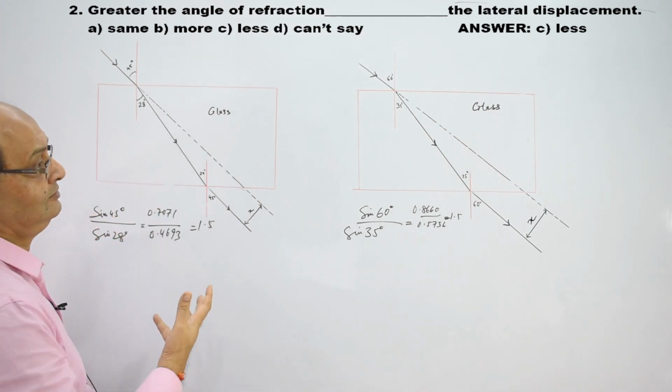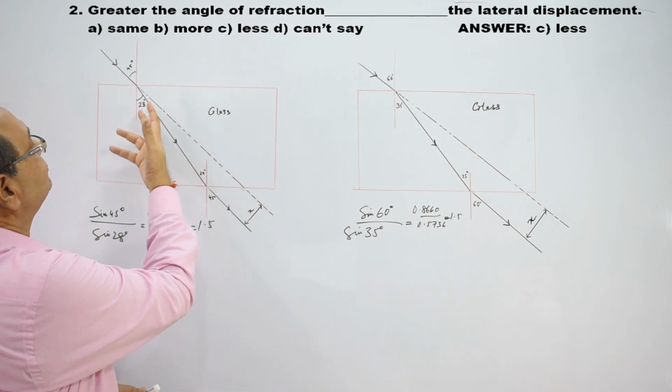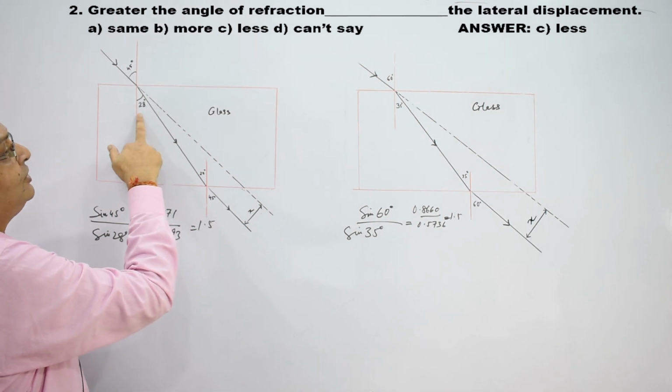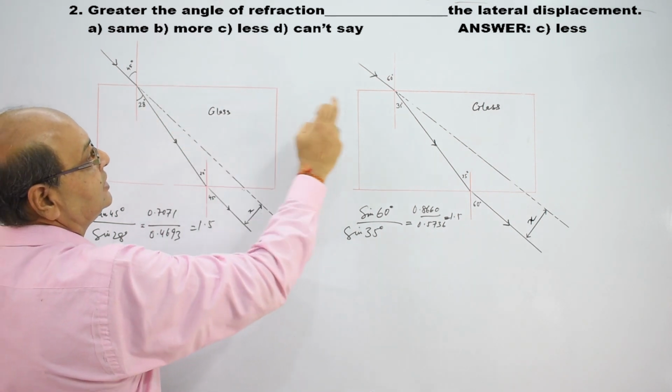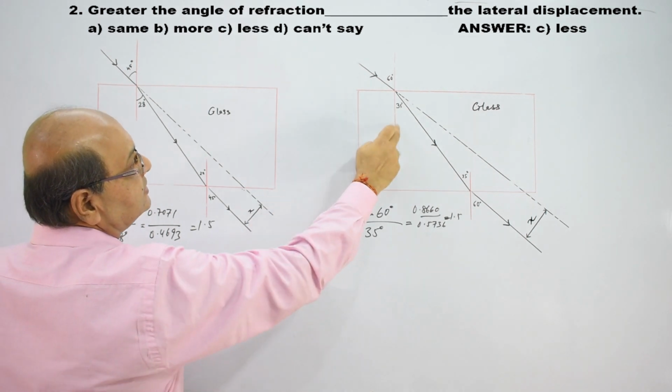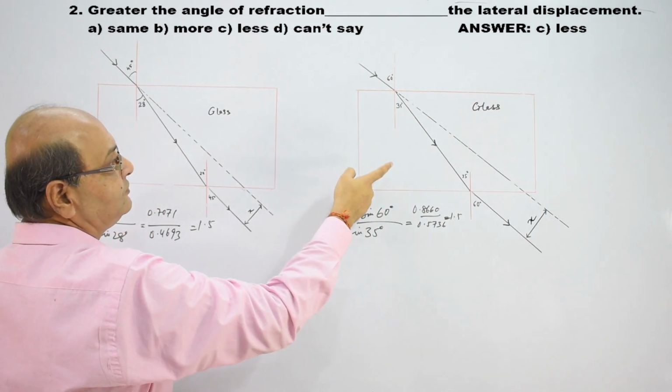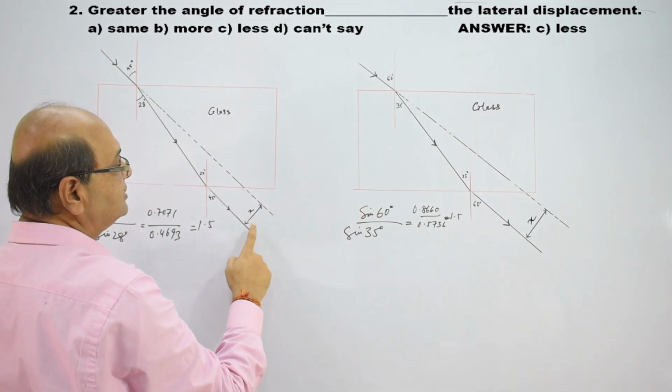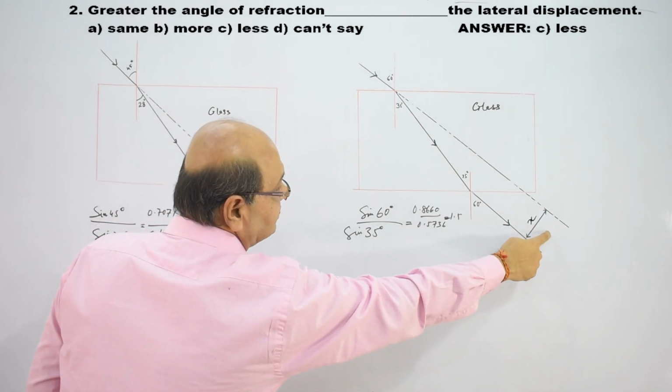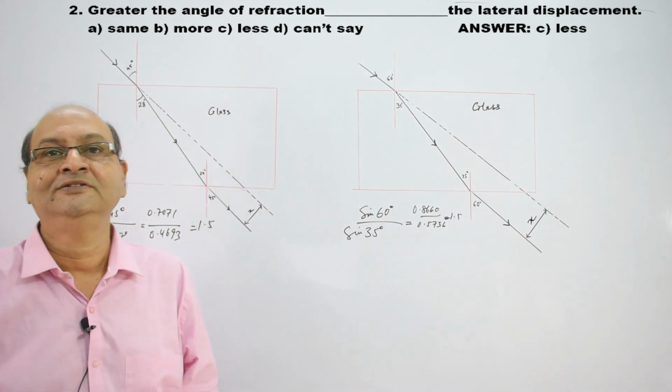Now you may get confused. Just now I told you that here the angle of refraction is 28, here it is 35. It has increased, meaning the angle of refraction has increased, and the lateral displacement also has increased.